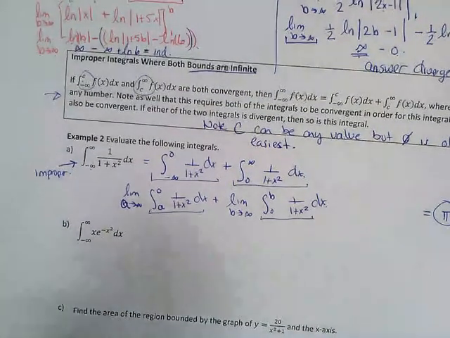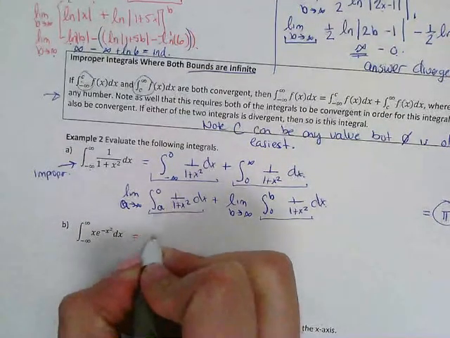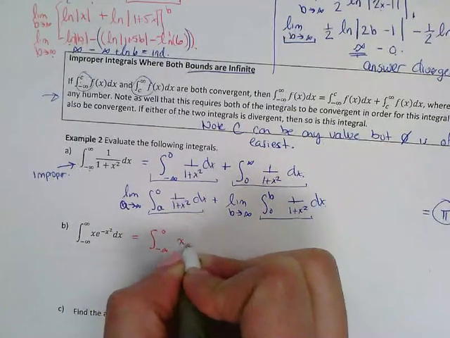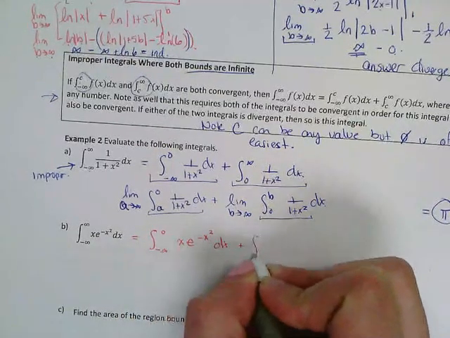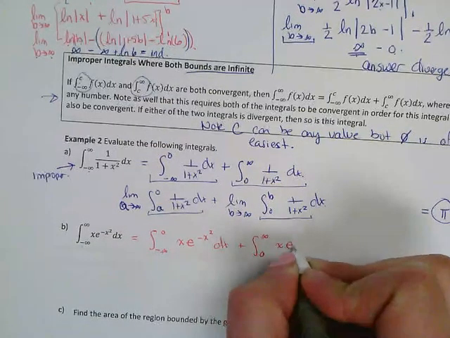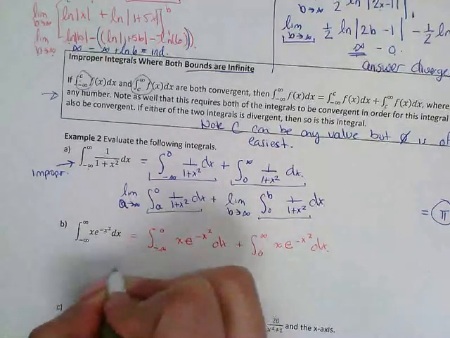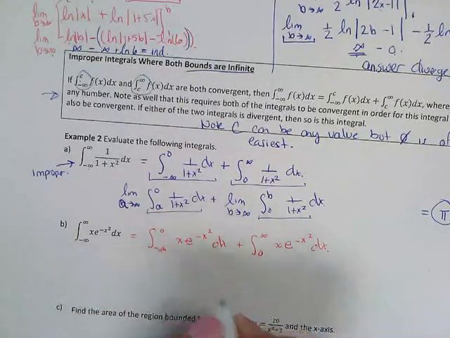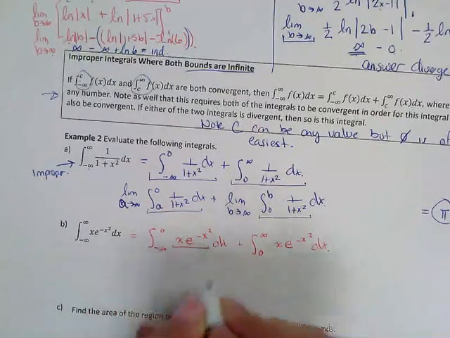Alright, next example. Same. You're just going to break this up into the integral from negative infinity to 0 of x e to the negative x squared dx, plus the integral from 0 to infinity of x e to the negative x squared dx. Use the limit definition. So we set this up and integrate it. I hope you guys noticed how to integrate this.